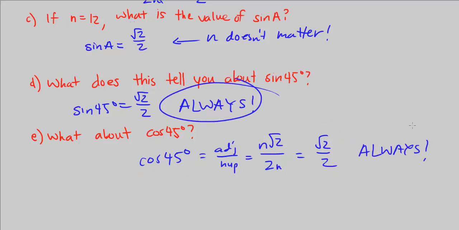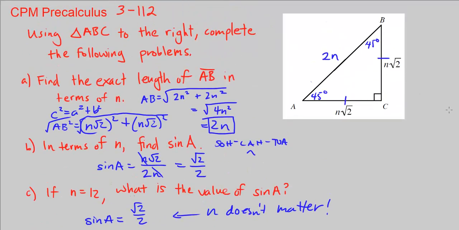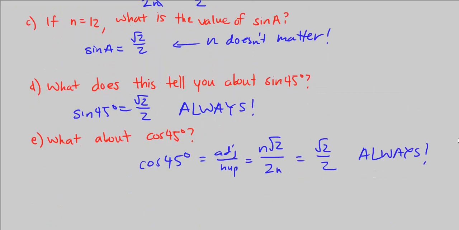Okay, so we just figured out how to find the value of cosine of 45 degrees and what it is always, because we know how to look at a 45, 45, 90 degree triangle. We could just make this anything, find the third side using the Pythagorean theorem, and voila, square root of 2 over 2 always. That ends CPM Precalculus Chapter 3, number 112.